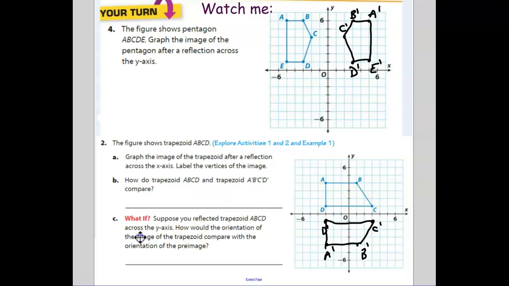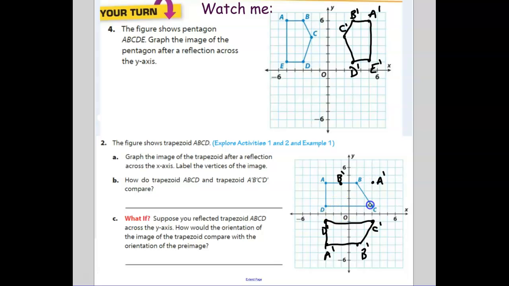All right, so the what if says, what if I reflected it across the y-axis? Ooh, okay, difficulty level. All right, let's start with B. B is 1 away from the y-axis, so I'm going to put B prime 1 away on the other side. A is 3 away, so I'm going to put A prime over here. See how I'm flipping it the other way.